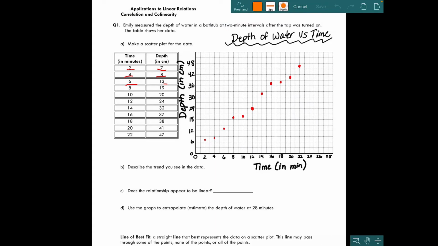Now question B asks us to describe the trend that we see in the data. Now even though these points aren't lining up exactly on a straight line, there definitely still is a trend or a pattern. You can see that as time is increasing, the depth is getting larger. So yes, we do have a pattern, we have a trend, and trend is just another word for pattern. So what we could say is, as time goes by, the depth of the water is increasing.